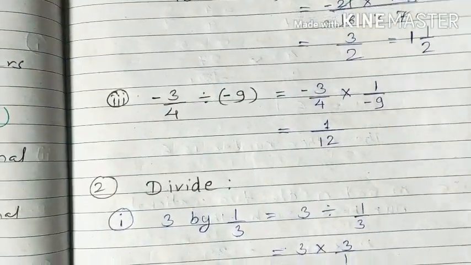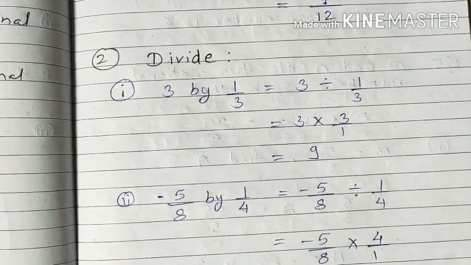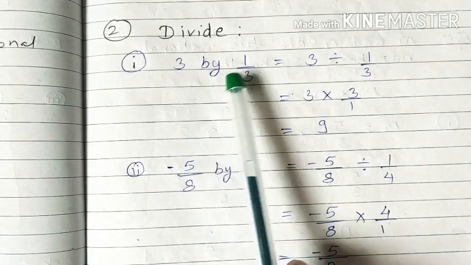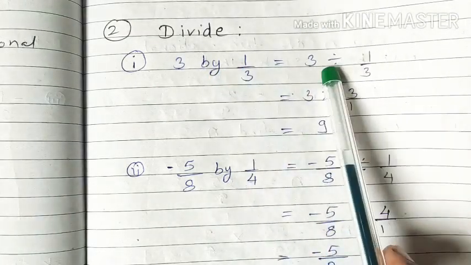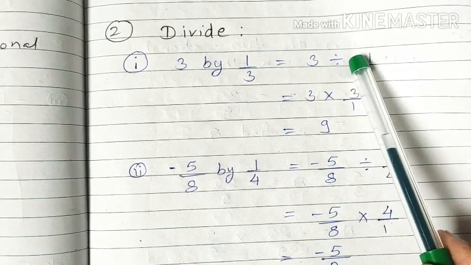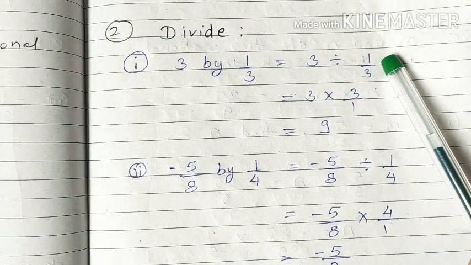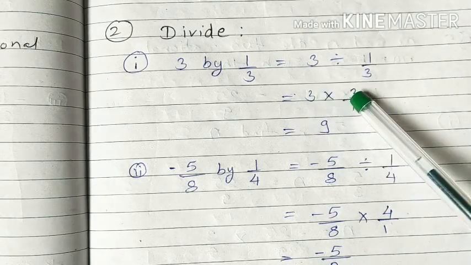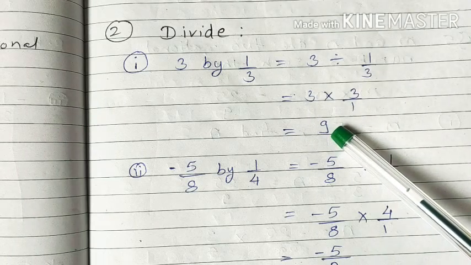Next question is divide. 3 by 1 by 3. So what we have done here, first 3 is divided by 1 upon 3. So division is converted into multiplication and we take the reciprocal of 1 upon 3. What is the reciprocal of 1 upon 3? It will be 3 upon 1. It means 3 multiplied by 3 is 9. 9 upon 1, or we can just say 9.